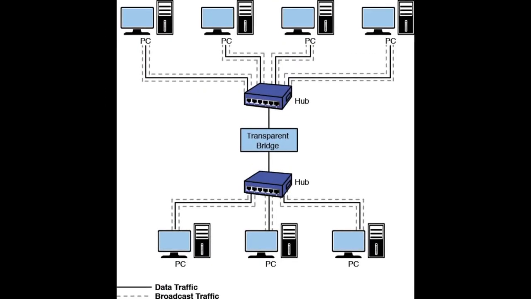Now these are the types of bridge. The first one is transparent bridge. A transparent bridge is a common type of bridge. It is an invisible bridge in the computer network. The main function of this bridge is to block or forward the data depending on the MAC address.